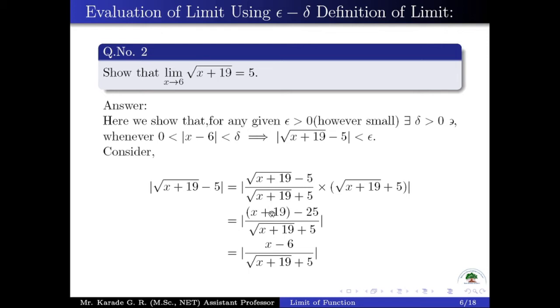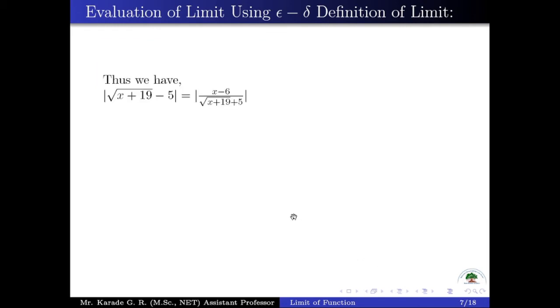This is like a squared minus b squared equals a plus b into a minus b, factorization, and the denominator is as it is. Now the calculation for the numerator is x minus 6, the denominator is again as it is. Thus we have this: mod of root x plus 19 minus 5 equals x minus 6 divided by square root of x plus 19 plus 5. Let us take delta less than 1 for our convenience.